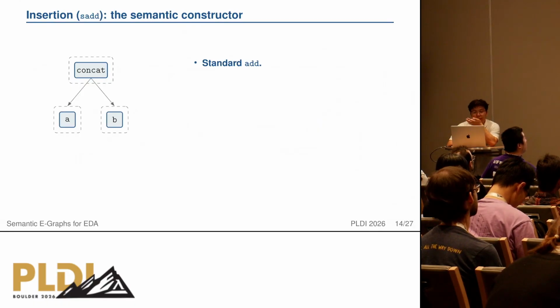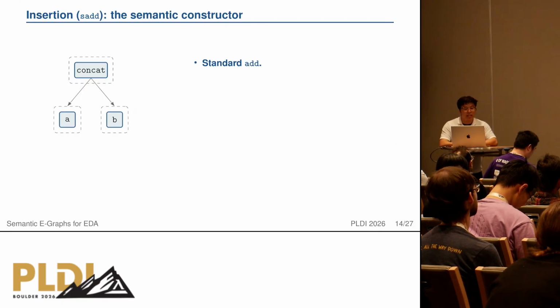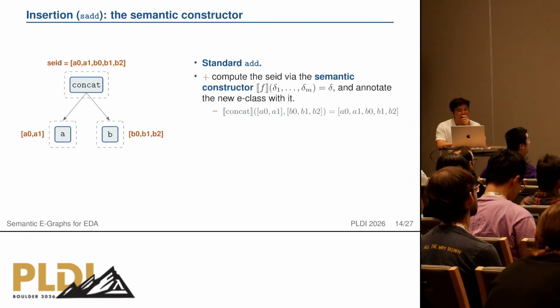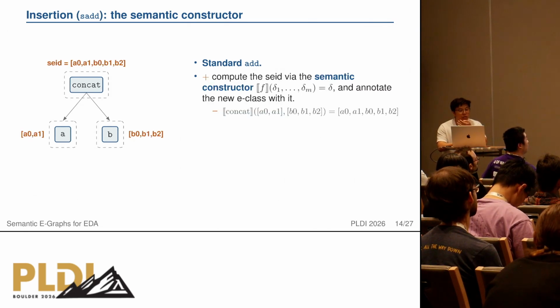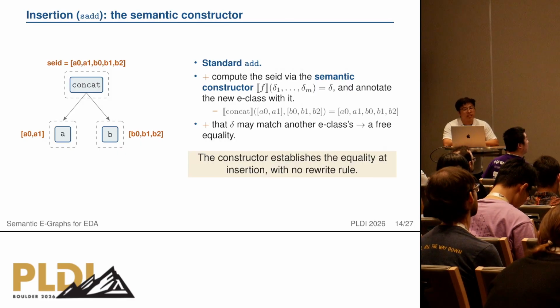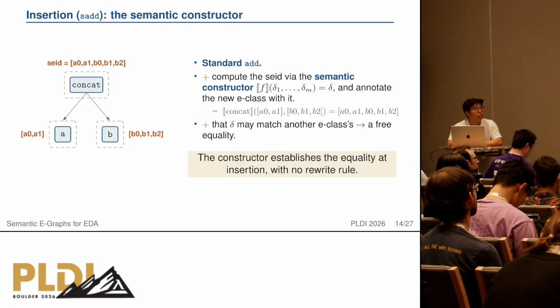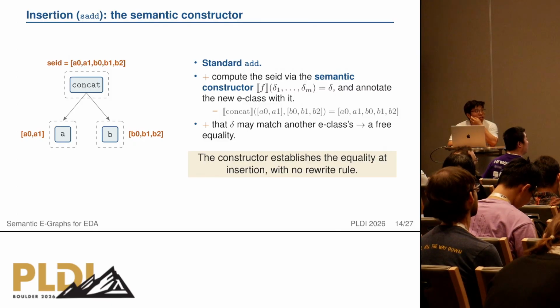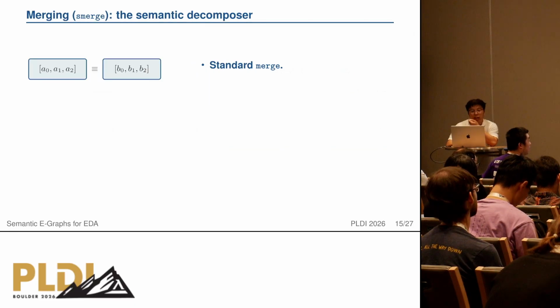So for insert, this is the standard insert or add, and what we add is we compute the SEID via a semantic constructor. For this case, it's a concat, and if we find a semantic EID that already exists with another E-class, then we find a free equality, and we can just do the merge. So the constructor can establish the equality at insertion, and this equality is not discovered with a rewrite rule.